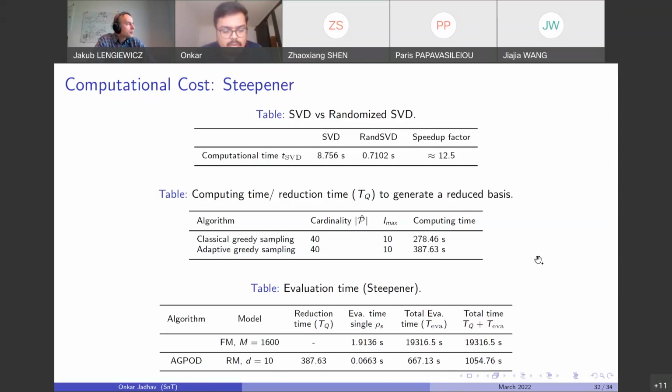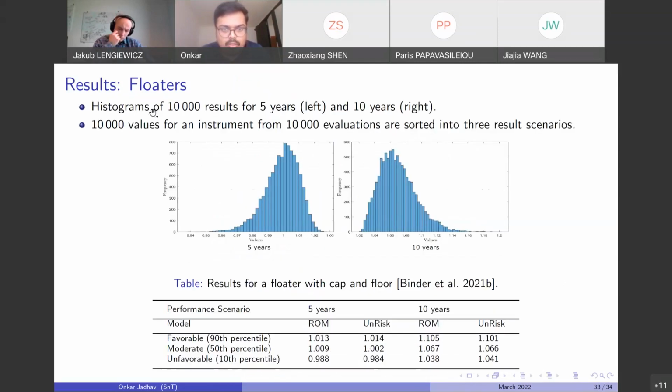So finally, we have to solve our reduced order model for the 10,000 parameters, or these 10,000 yield curves, for 5 years and 10 years in the future. And these obtained 10,000 results are presented in the form of histograms here.